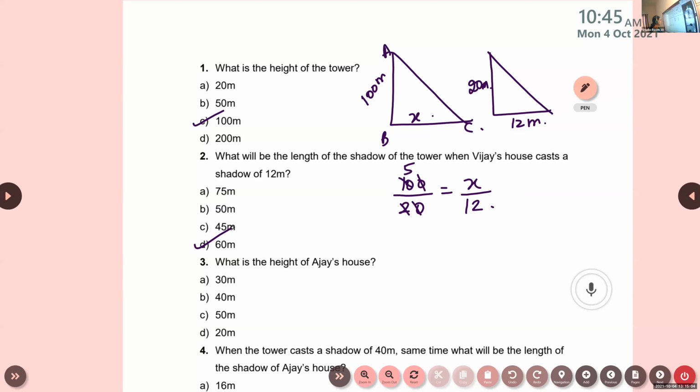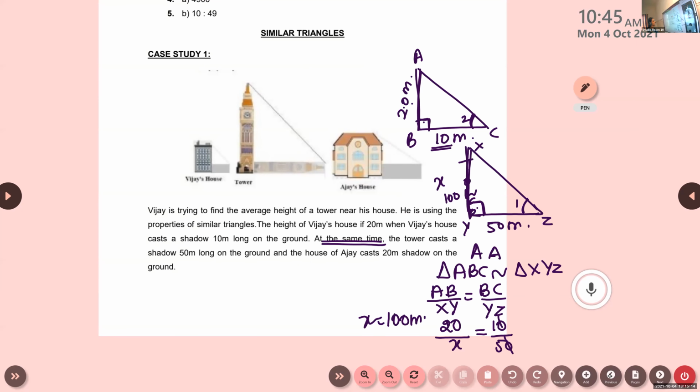Now look at the next one, the third one. What is the height of Ajay's house? We want to find the height of Ajay's house. Once again, go to the first conditions given there. This is about the tower, isn't it? What about Ajay? At the same time the tower casts a 50 meter long shadow and Ajay's house casts a shadow of 20 meter, isn't it?